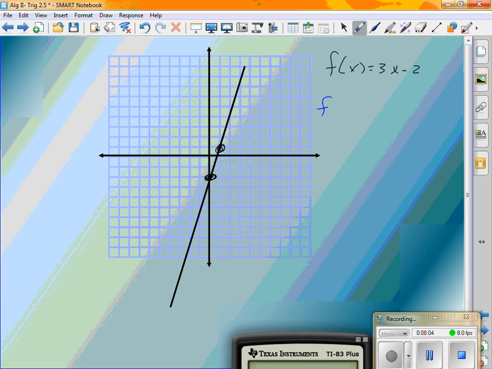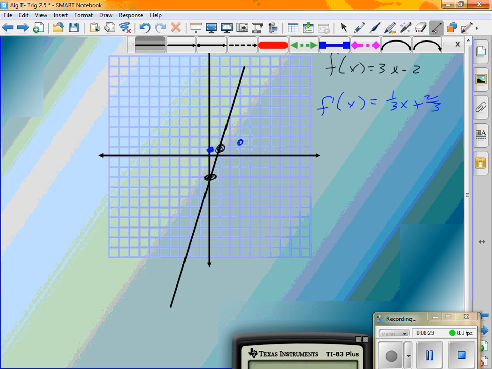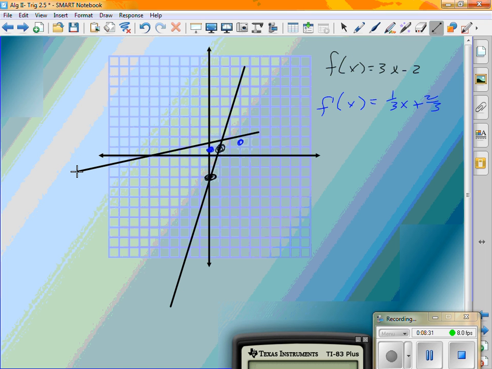The inverse function we said was 1/3 x plus 2/3. So to graph 1/3 x plus 2/3, I go up 2/3. Now I go up 1 over 3. There's your inverse.